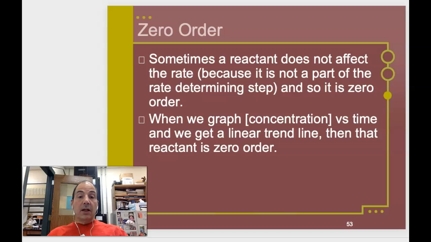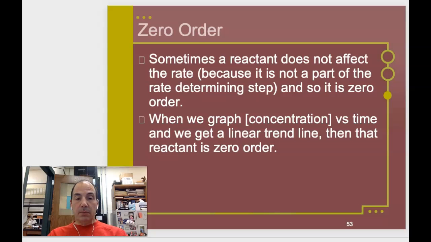Sometimes a reactant does not affect the rate. For example, if it's a solid, it's not going to affect the rate of the reaction, so it is zero order, meaning that it really just comes right down to the constant. When we graph concentration versus time and we get a linear trend line, then that reaction is zero order.